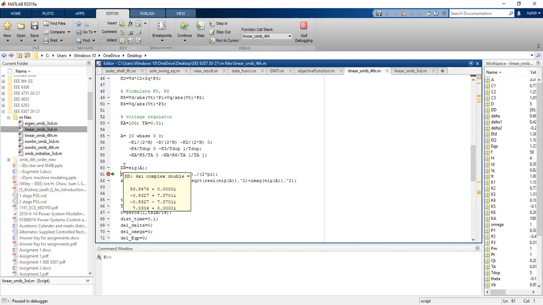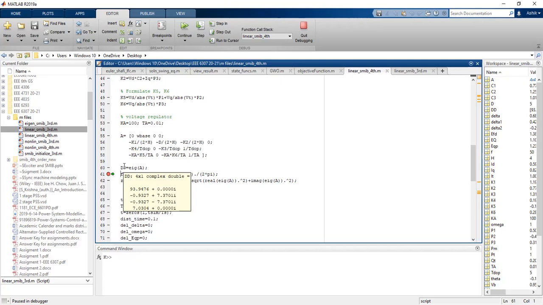Unstable. It's unstable. So this is the problem. We have incorporated the exciter model. Before incorporating the exciter block, with the same set of data, that means at the same operating point, the generator was stable. The third order generator dynamics was stable.